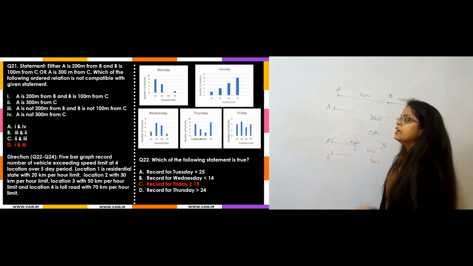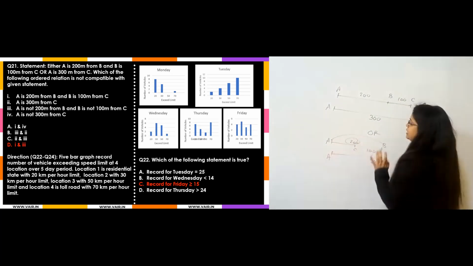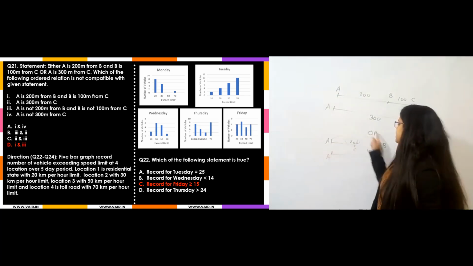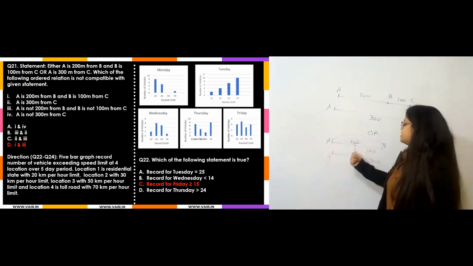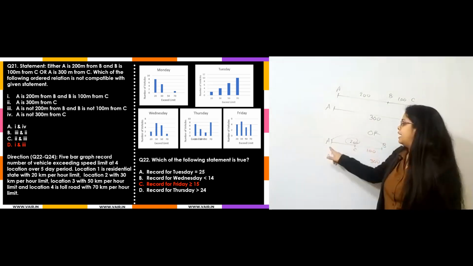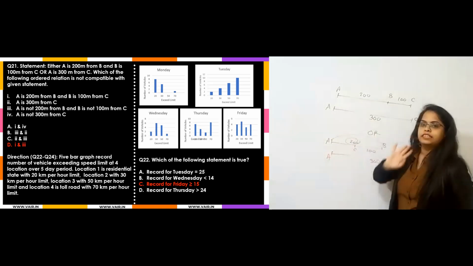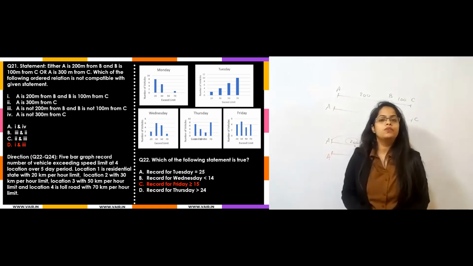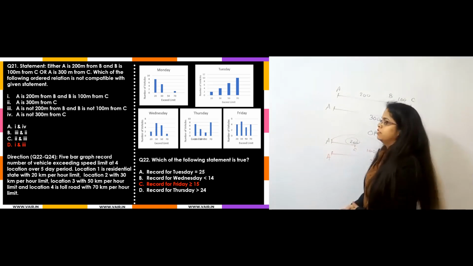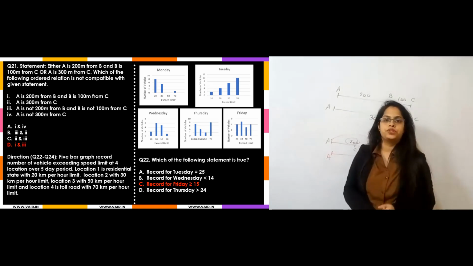What is it accepting? It is accepting that between A and B there is 200 meter, between B and C there is a 100 meter distance, and between A and C there is not 300 meter. It accepts all. So we can't say it is not compatible. So the first option is wrong.